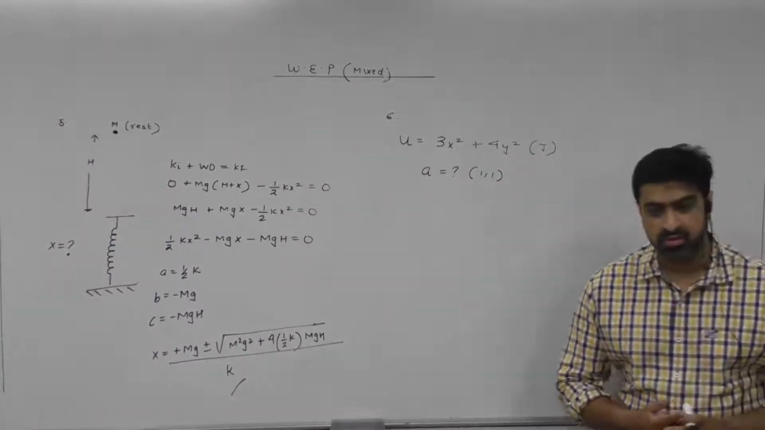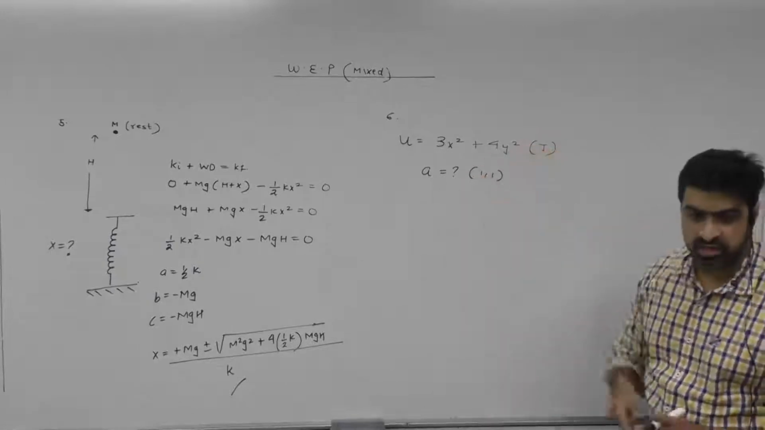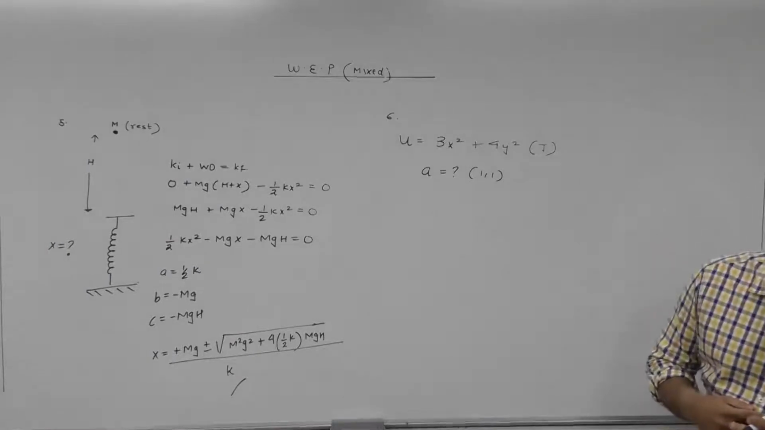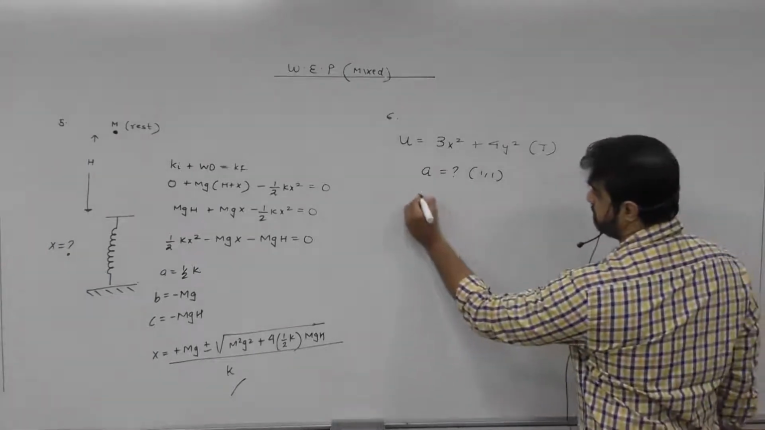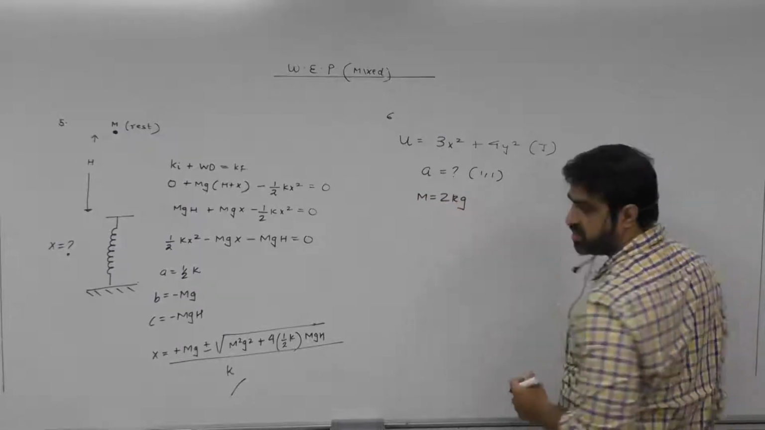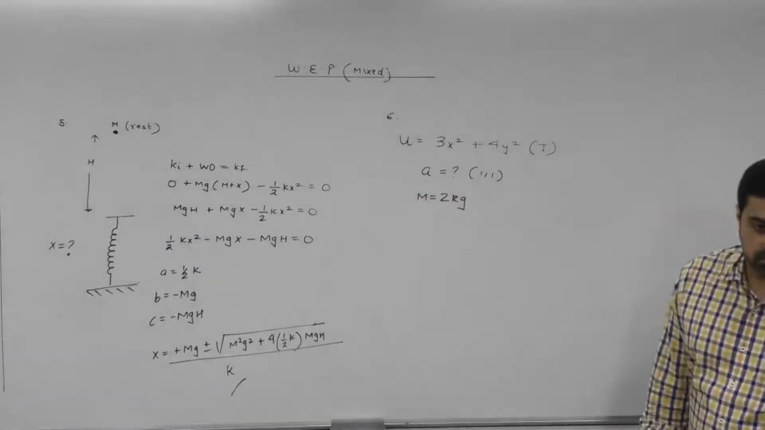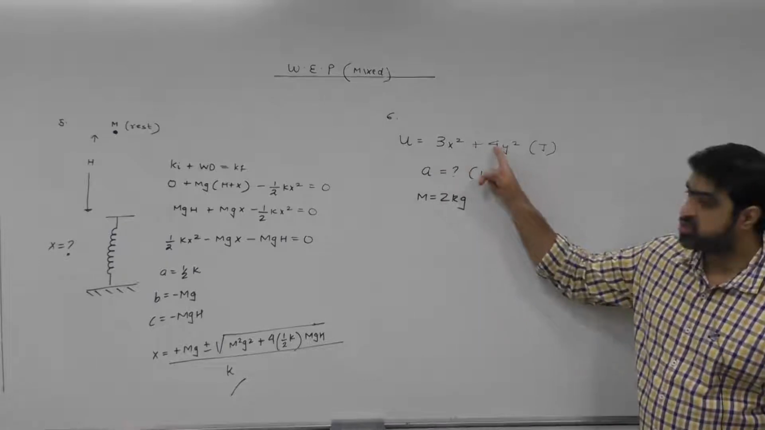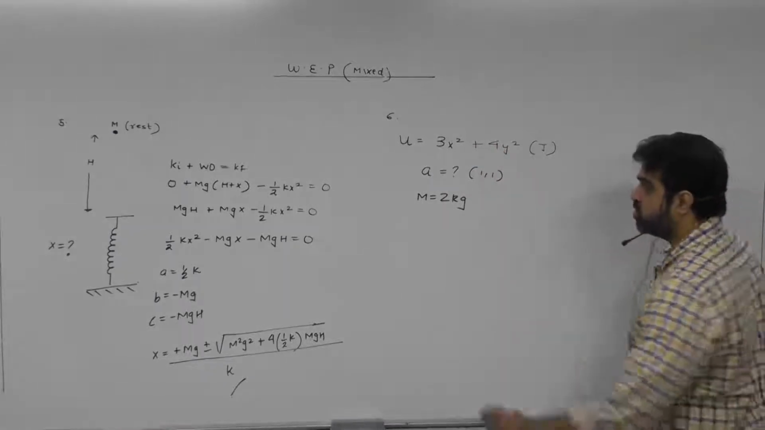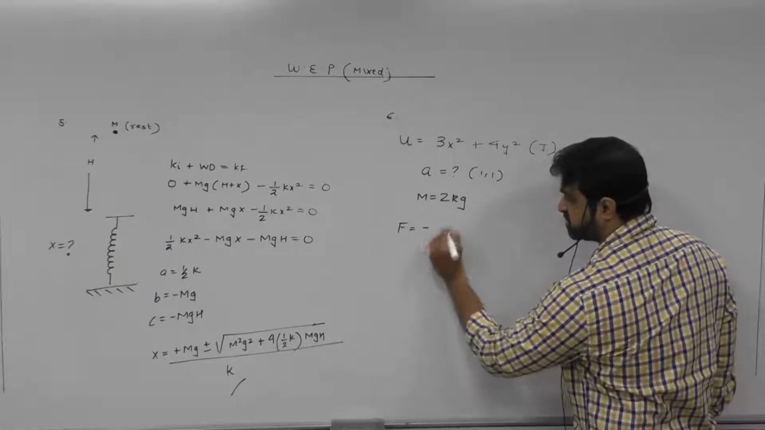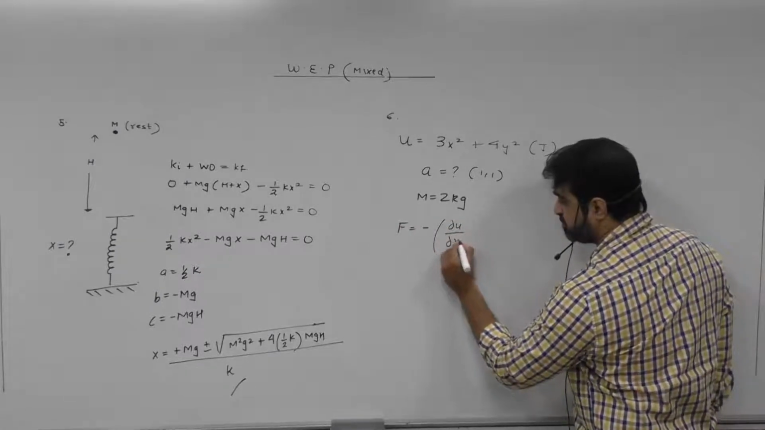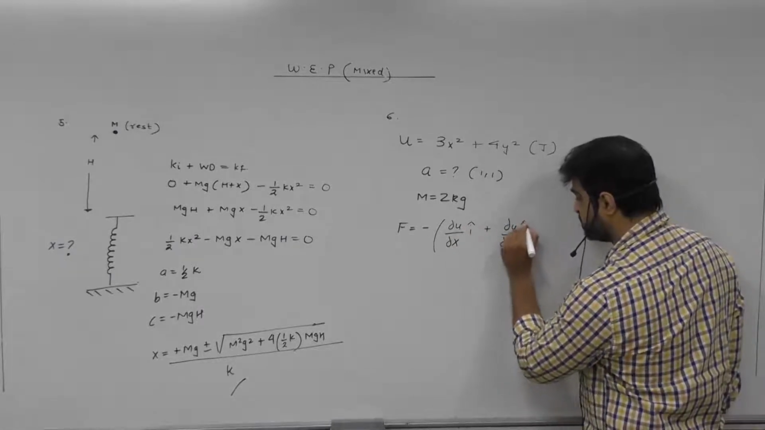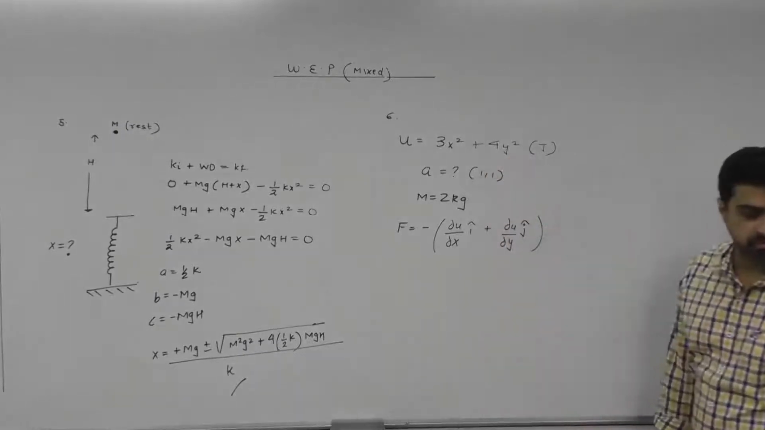Okay, so U is given, we have to find a. Fine. And the mass is given, 2 kg. How will we get a? a is F by m. Where will F come from? F is minus dU by dr. As it is a 2-dimensional function, F will be minus del U by del x i cap plus del U by del y j cap. Z also will not come because this is not a function of z.